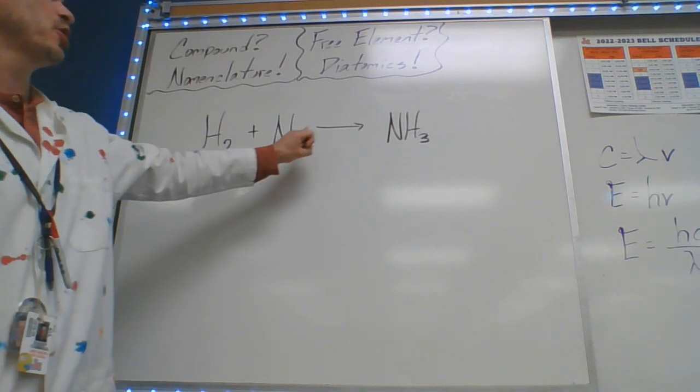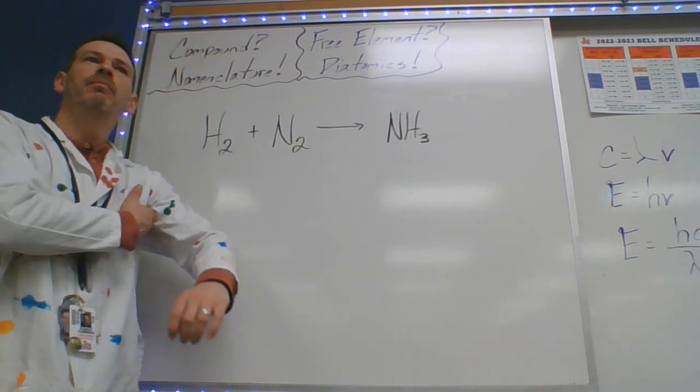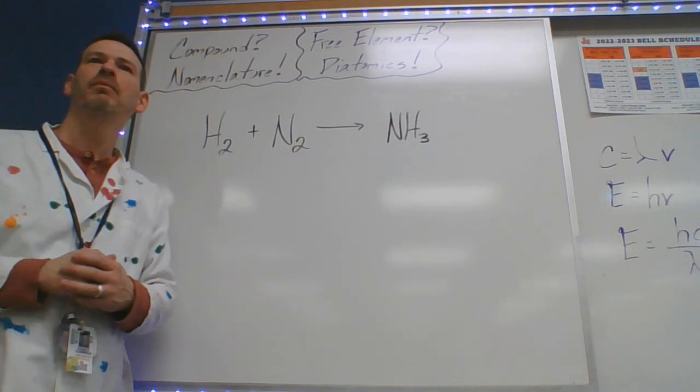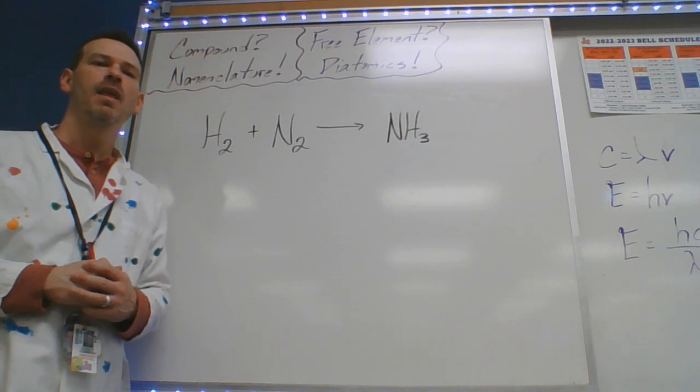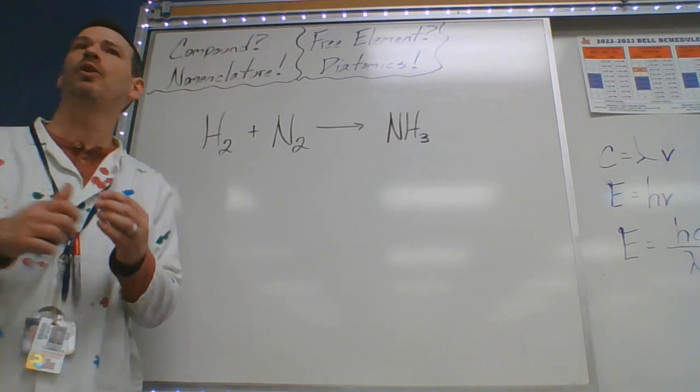Hydrogen reacts with nitrogen to produce nitrogen trihydride, or ammonia. All right, that would be a reverse translation. But that's not what we're focused on. Let's make some lists. You ready? Stop me if you get confused.